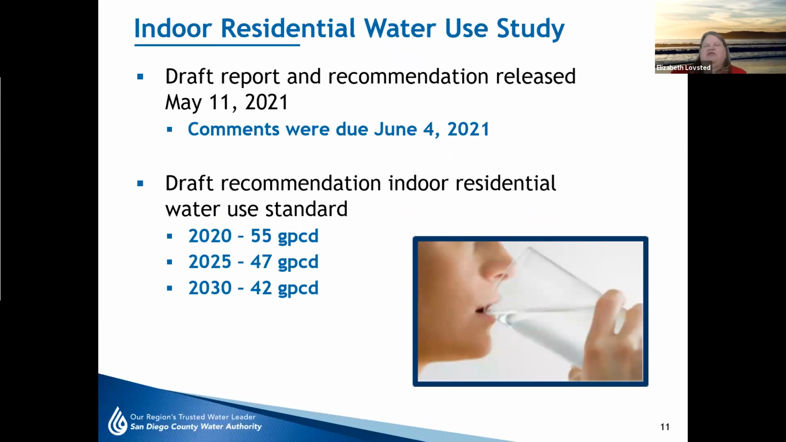So the draft report was released in May, and comments were due in June, and they made some pretty dramatic changes to the indoor standards than what's currently in legislation. 2020, they stayed at 55 gallons per capita per day. 2025, they dropped it from 52.5 down to 47 gallons per capita per day indoor. And 2030, they dropped it from 50 gallons per capita per day to 42 gallons per capita per day. So it's a pretty significant decrease, and it's actually based on the 25th percentile of what current water use is. So next slide, please.